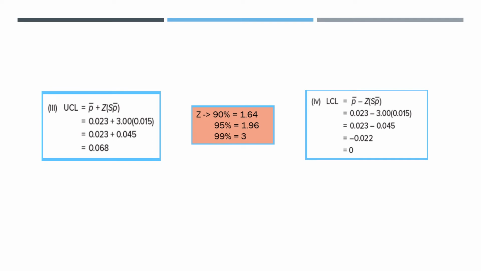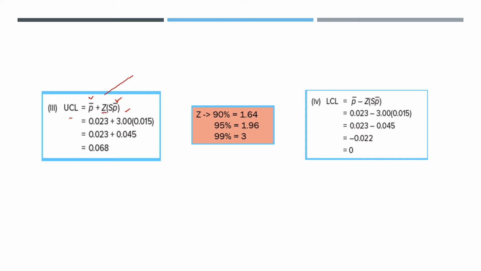Okay, next is to calculate the UCL. UCL here stands for upper control limit. That is the upper line on the graph. The formula for UCL is P bar plus Z score times standard deviation. So we have calculated the P bar, that is the average fraction defective, and we have also calculated the standard deviation. A new item here in the equation is the Z score.